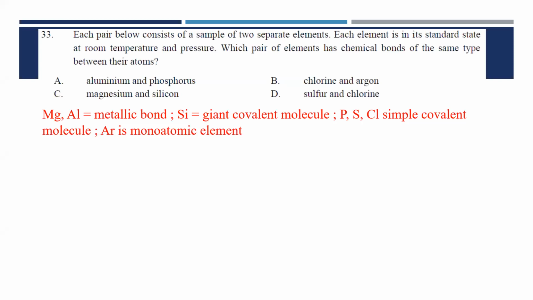Magnesium and aluminium have metallic bonds. Silicon has a giant covalent structure. Phosphorus, sulfur and chlorine are simple covalent molecules because they exist as multi-atom molecules. And then argon is a monoatomic element. So the best one that describes the same type of forces is D, sulfur and chlorine. Okay, so that is for number 33.